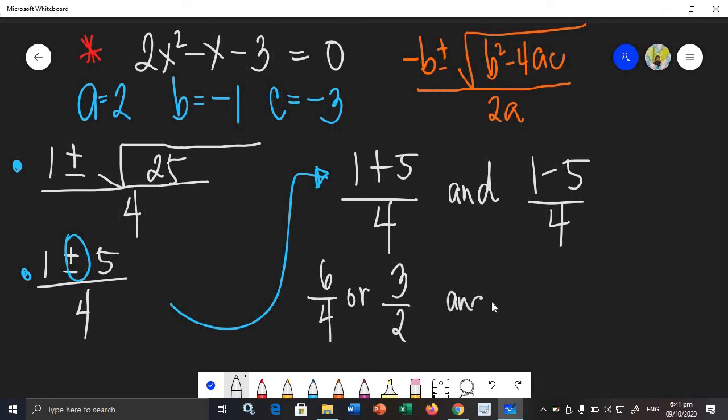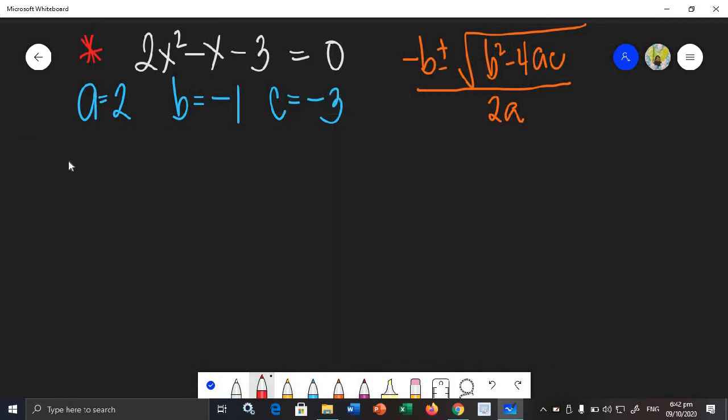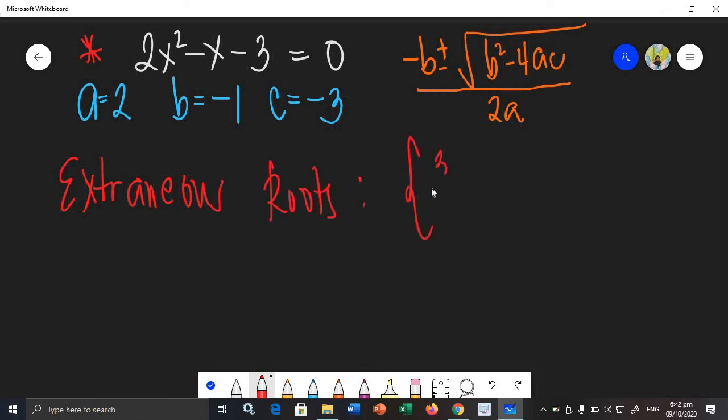Okay? And then, we have 1 minus 5. The answer is negative 4 over 4, or simply negative 1. Negative 4 divided by 4 is negative 1. Therefore, the extraneous roots of given number 3 is, I'm going to write in using sets, okay? 3 over 2 and negative 1. So that's how you transform equations into quadratic equations and find their extraneous roots.